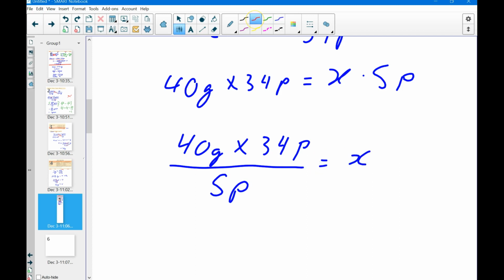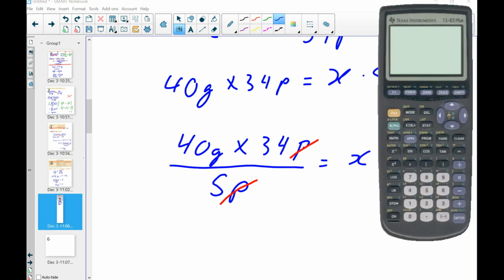And you will notice that prunes cancel with prunes. And in my calculator I'm going to have 34 times 40, and divide that by 5. Get 272 grams.